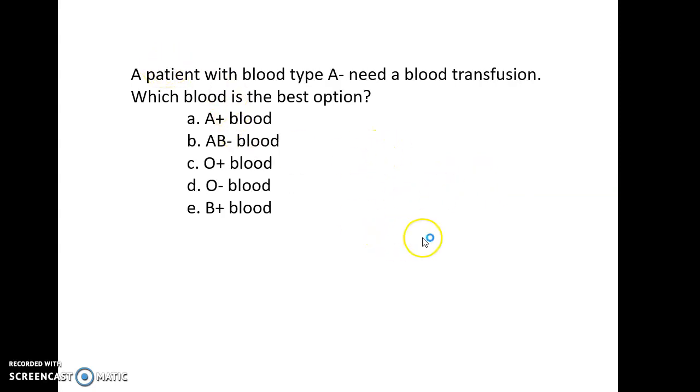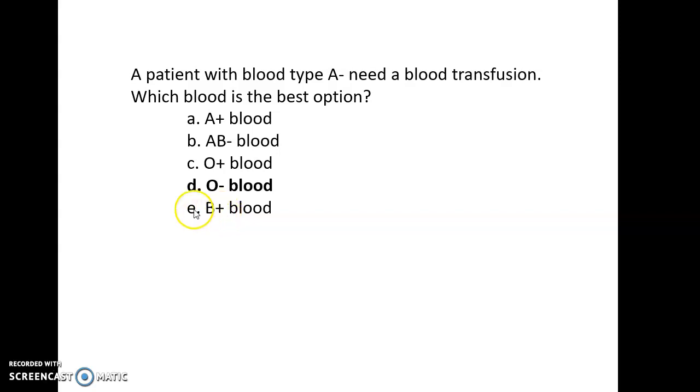Here's another example. A patient with blood type A negative needs a blood transfusion. Which out of these is the best option? Well, it's O negative again. A positive, they're A negative, so that means you're giving them Rh factor. They don't have it on their red blood cells, so they die. AB negative, no B, they do not have B antigens, so you're giving them a foreign antigen and you are killing them. O positive, again positive, Rh factor, they do not have it, so you just killed them.